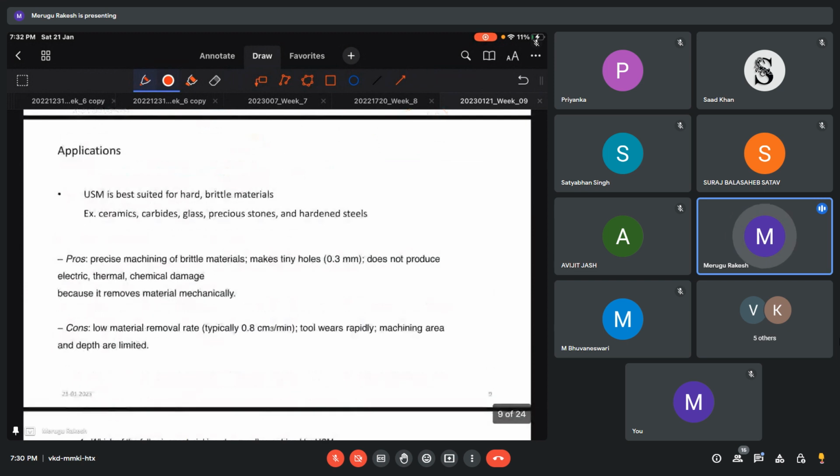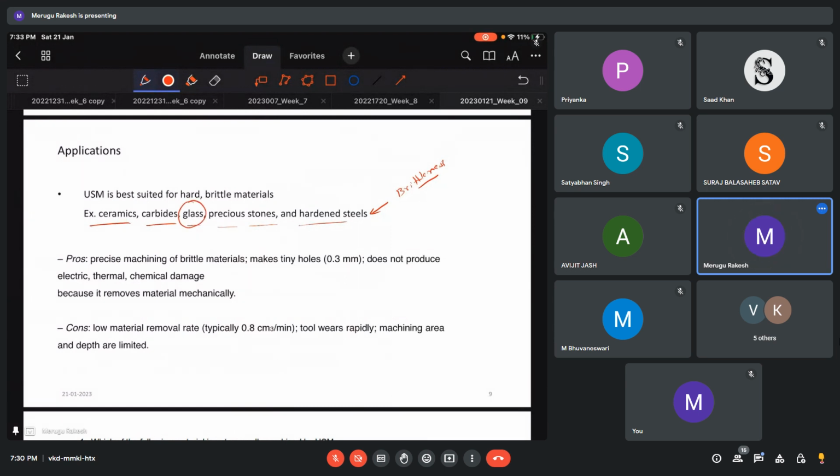Then comes the applications. As I discussed, these are some of the examples. I don't think GATE will ask these directly, but in other competitive exams they might give this material and ask you what type of machining process you use. So you should better remember. One of the common things in all of these is brittleness. In that way you can remember all these types of materials. Precious stones and marbles. Marbles you can cut with water jet also. Glass is very highlighted here, so generally we go for glass.